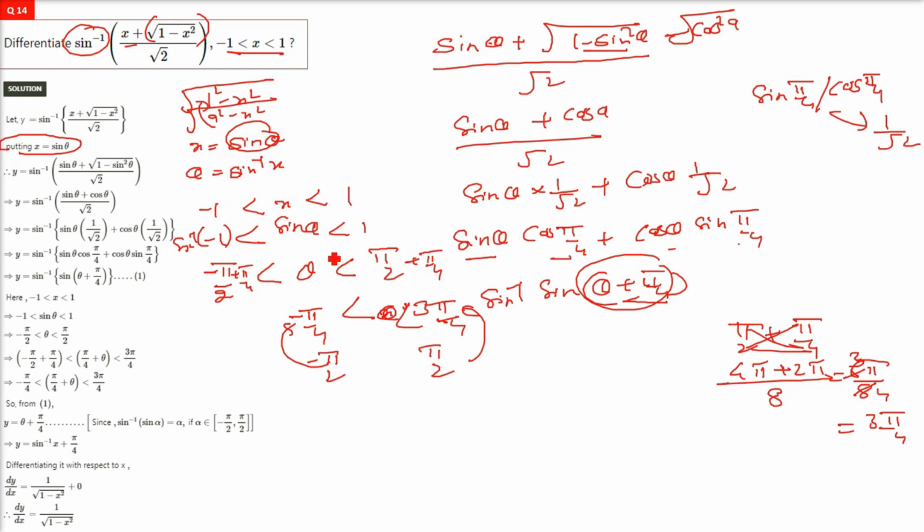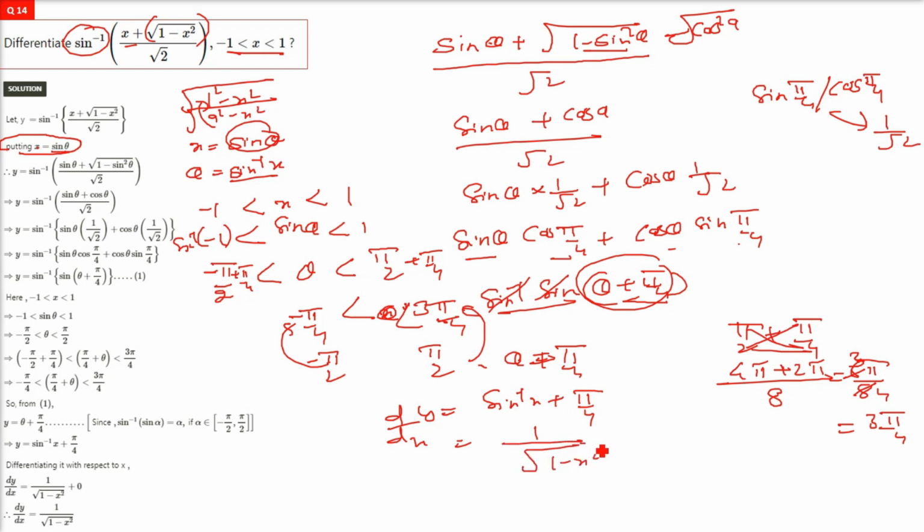So now theta plus pi by 4 is between negative pi by 4 and 3 pi by 4, which is acceptable. So just have to differentiate theta plus pi by 4. Why theta plus pi by 4? Because theta is introduced by you, so you have to convert it into x. I told you theta is sin inverse x. It is sin inverse x plus pi by 4. You just have to differentiate this, dy by dx. So pi by 4 will be 0, sin inverse x will be 1 by under root 1 minus x square. That is your final answer.